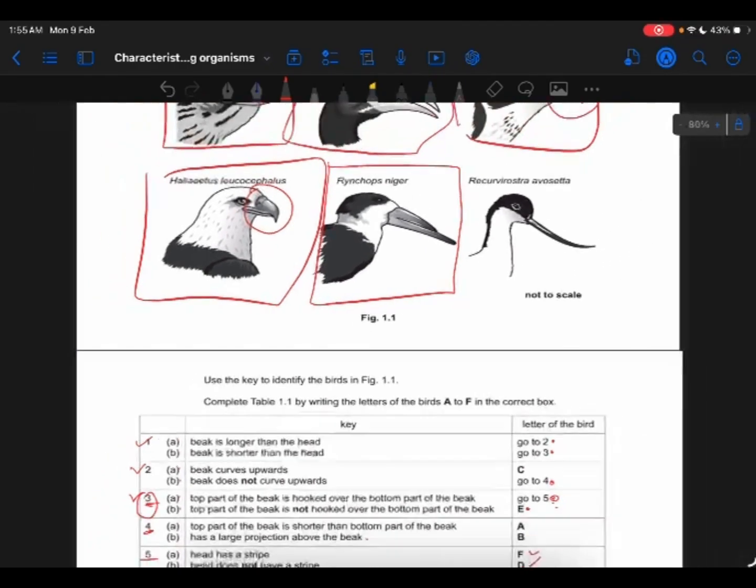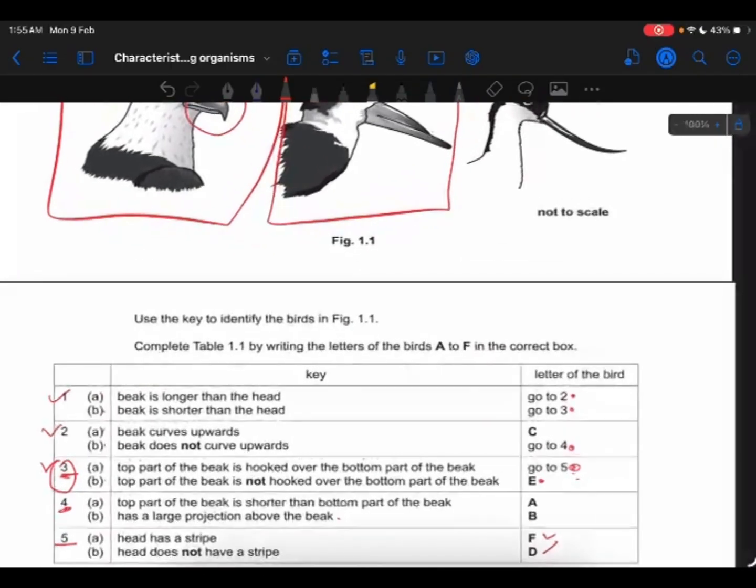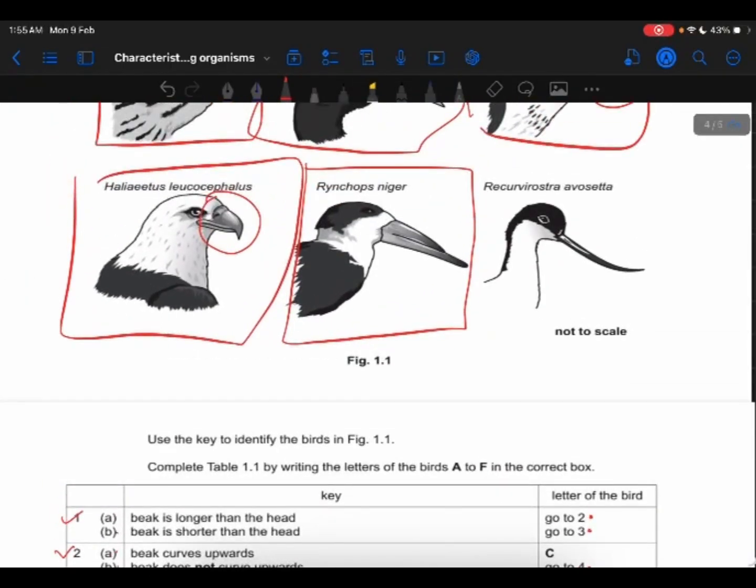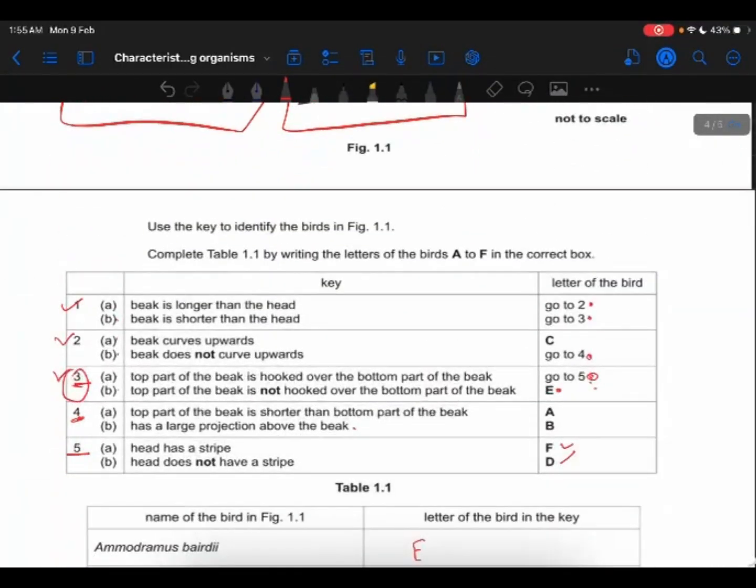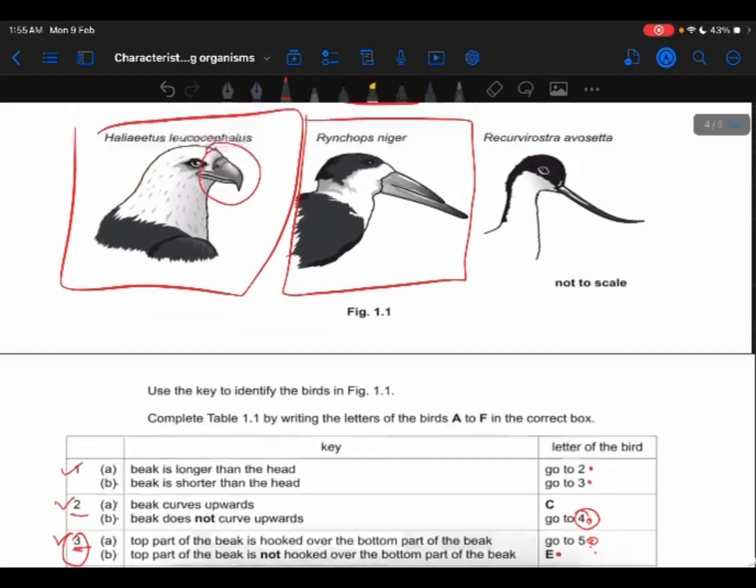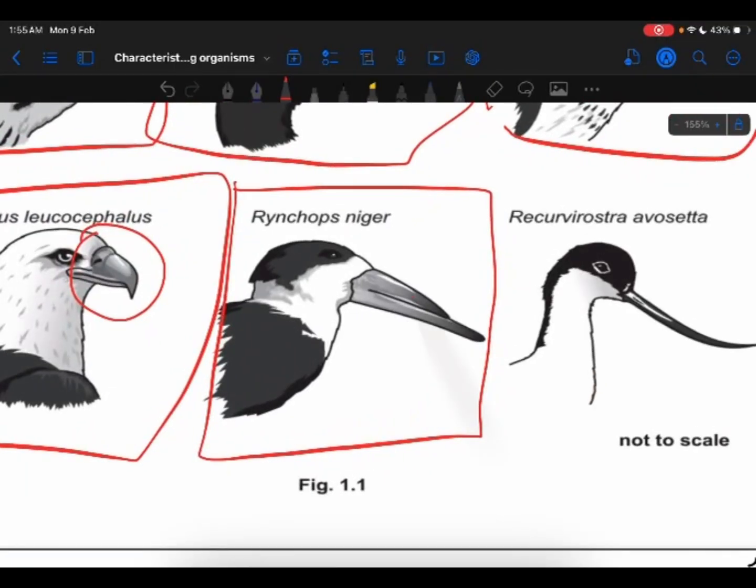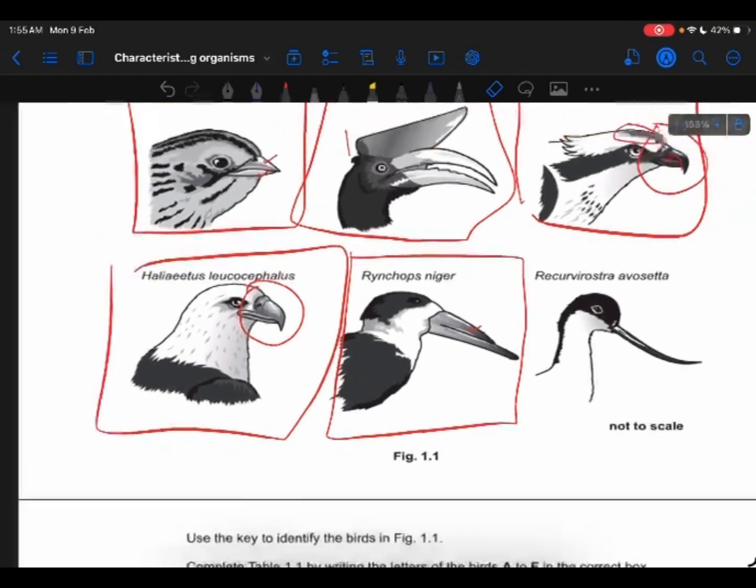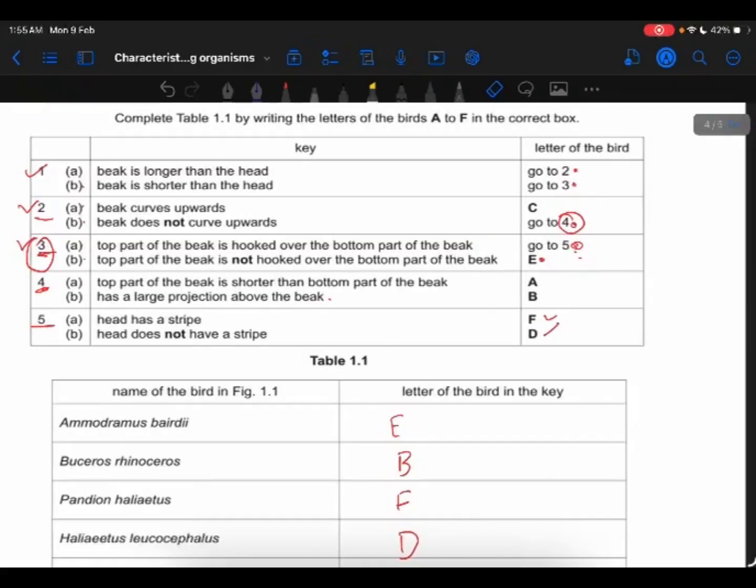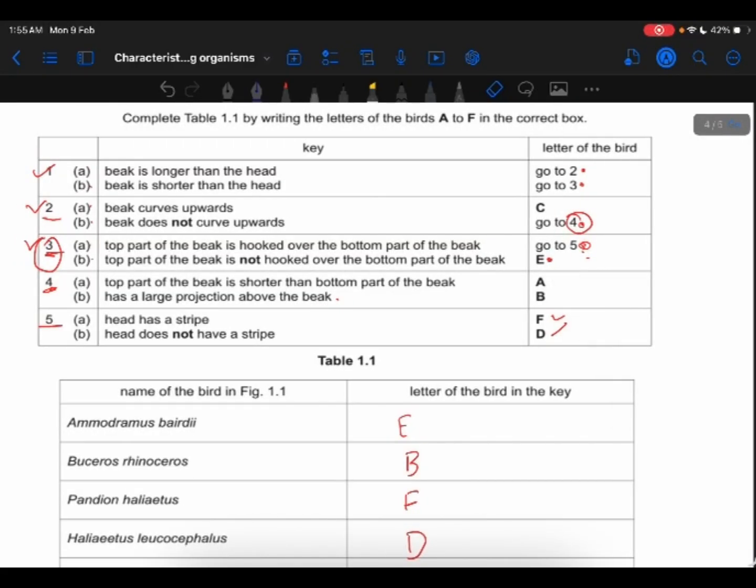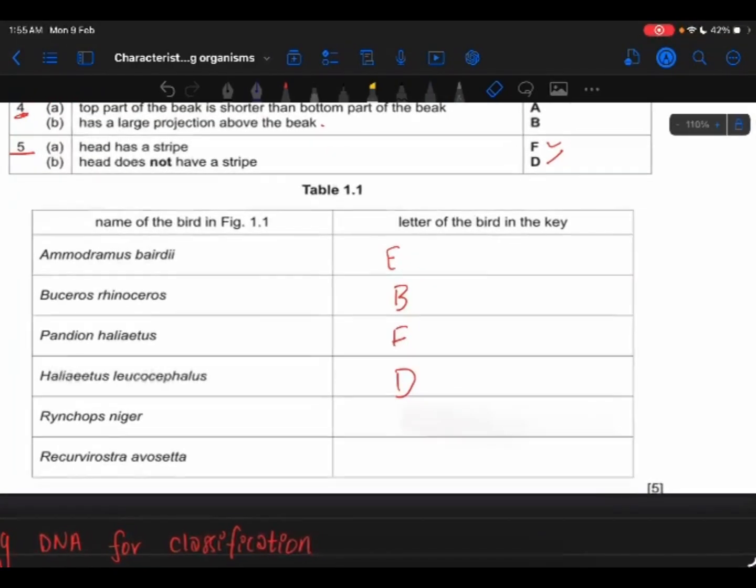Okay, anyways, let's start. Beak is shorter than the head, beak is longer. In this case, the beak is longer than the head, so let's go with that. Go to 2. Beak curves upwards, beak does not curve upwards. We're going to 4. 4 says top part is shorter than bottom part of the beak. That is true. Top part is very much shorter than the bottom part. So this one is Mr. A. Okay, let's write that down.